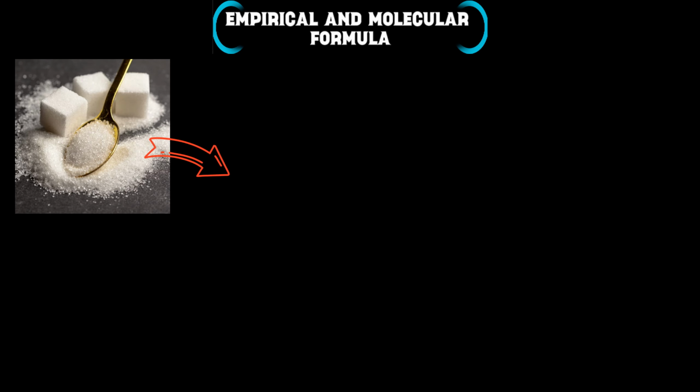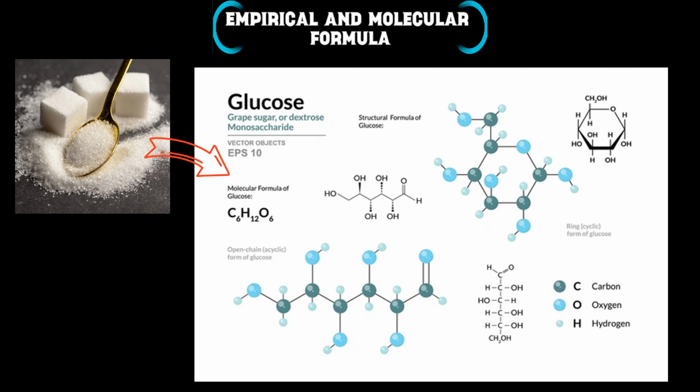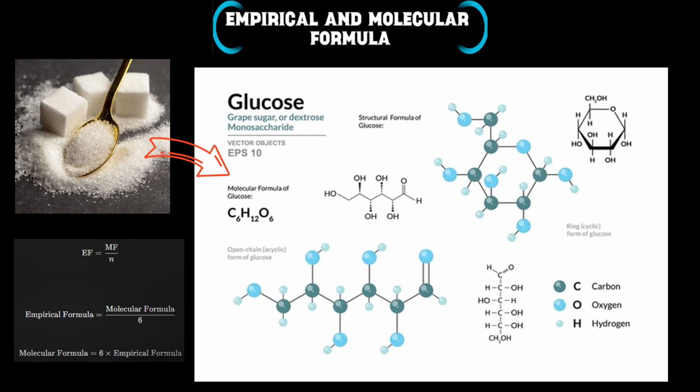Let's look at this example. Using sugar, a simple carbohydrate, C6H12O6, glucose. The simplest whole number ratio, CH2O, is the empirical formula, but the actual count in 1 molecule is C6H12O6. You get the empirical formula by just dividing the molecular formula by 6.